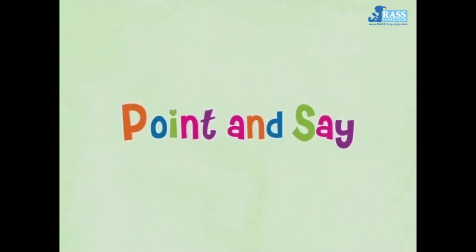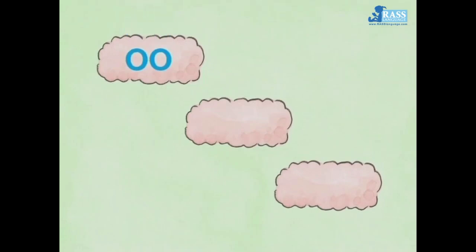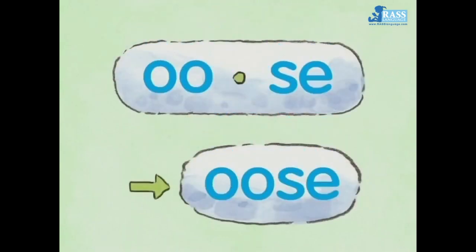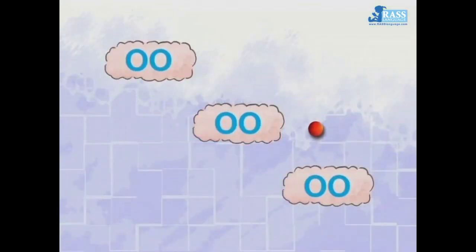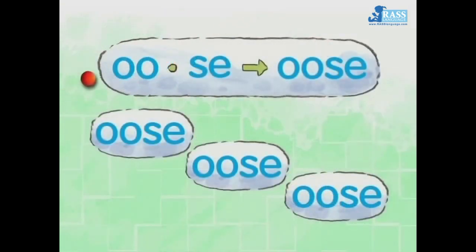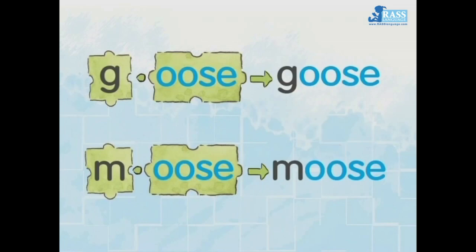The word family of ooze. Point and say. Ooze, ooze, ooze. G, ooze, goose. M, ooze, moose. Come on, repeat with me. Ooze, ooze, ooze. G, ooze, goose. M, ooze, moose.